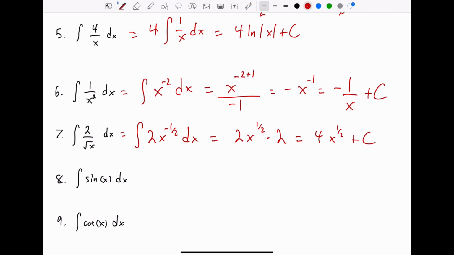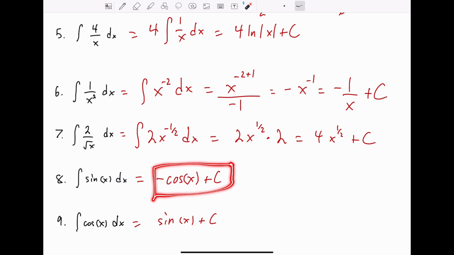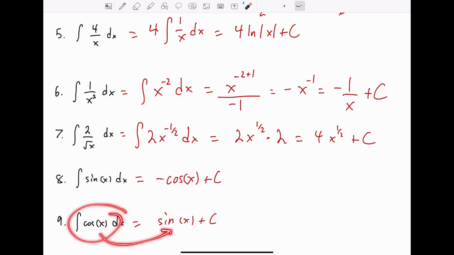Two more examples. The integral of sine is negative cosine of x. And the integral of cosine is positive sine of x. It's easy to confuse these, but once again, think of taking the derivative. The derivative of cosine is negative sine, so we want the negative here to counteract the negative from taking the derivative. Negative, negative, positive sign. The derivative of sine is cosine, so the antiderivative of cosine is sine.